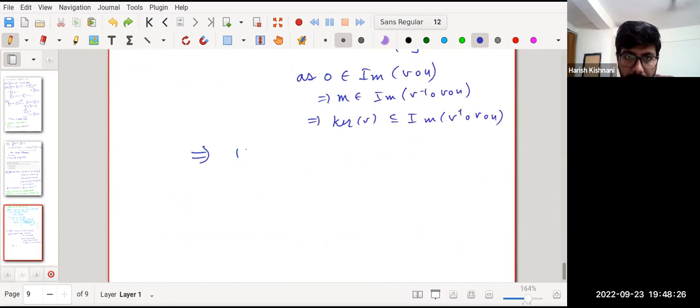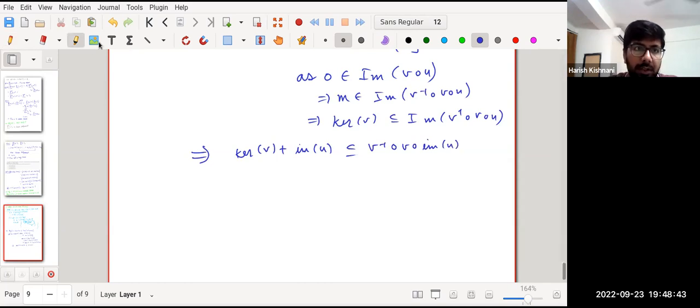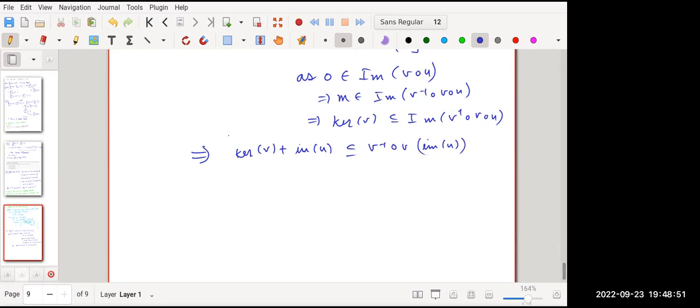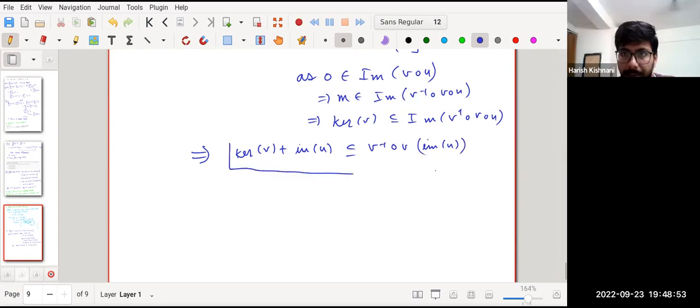Kernel of V plus image of U will be there inside V inverse composed V image of U. Till now, does it make sense? Shall we proceed? Okay, so one side containment we have shown.